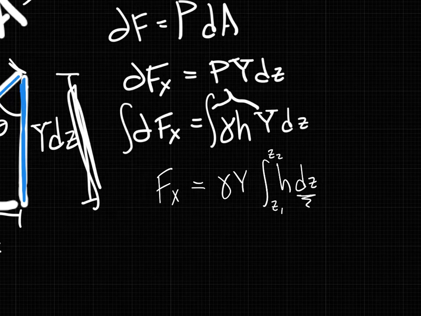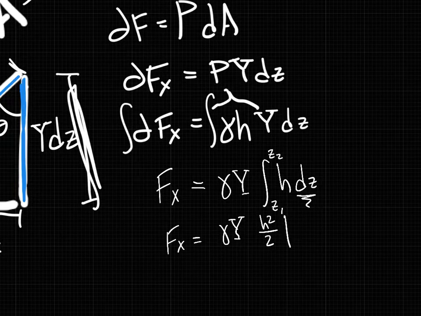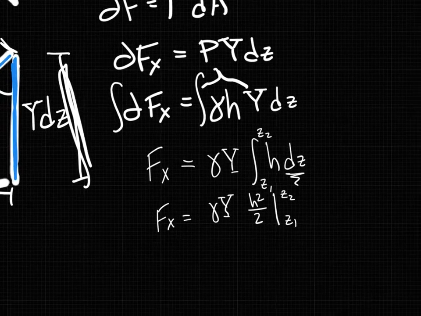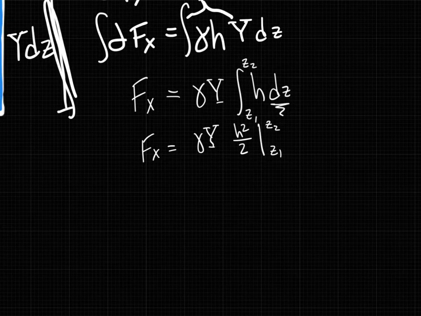Now what happens is this becomes fx equals gamma y, not forgetting our little serifs, because that reminds me that this is not a dummy variable, because that would be rude to call it that. But this becomes h, so the depth here becomes h squared on 2, because h is a function of z. We do that from z2 to z1. So this is pretty ugly, right? So we're going to keep going, and we get fx equals gamma y.